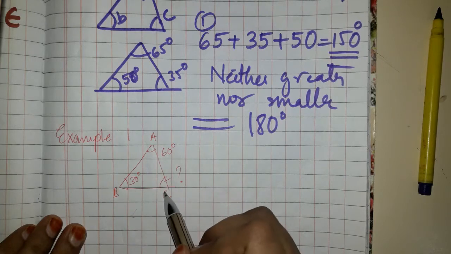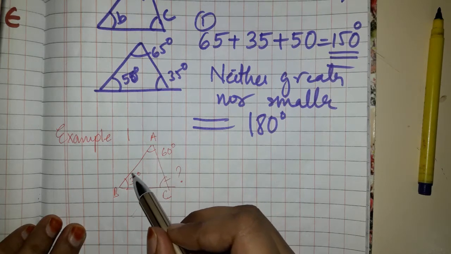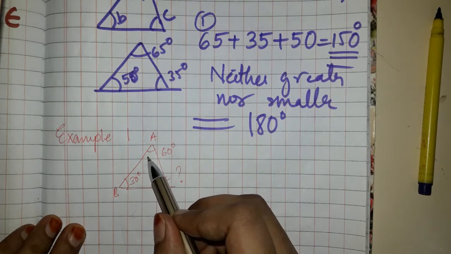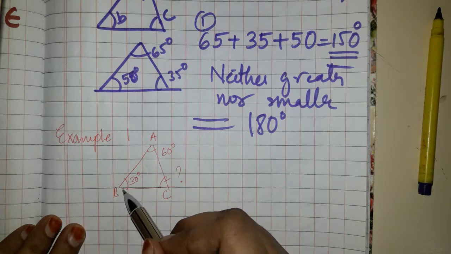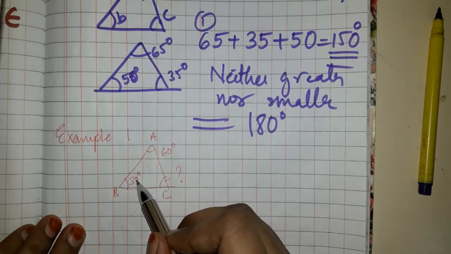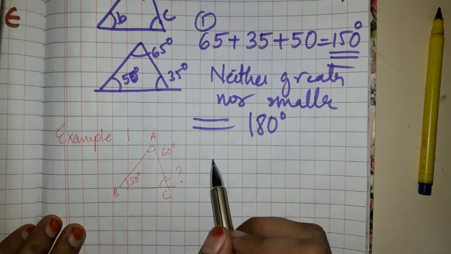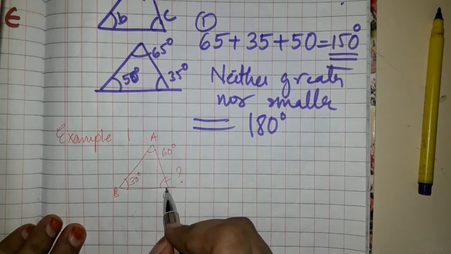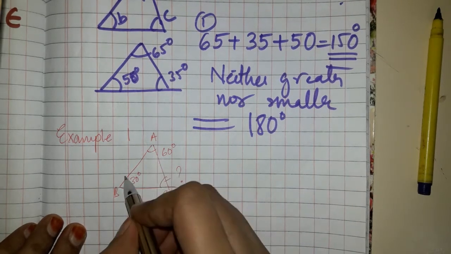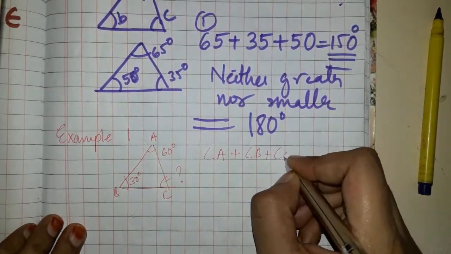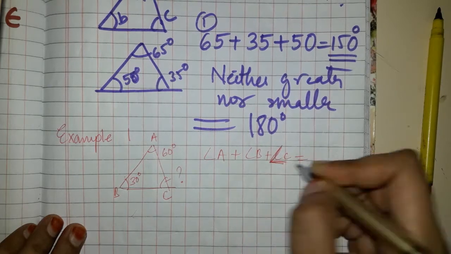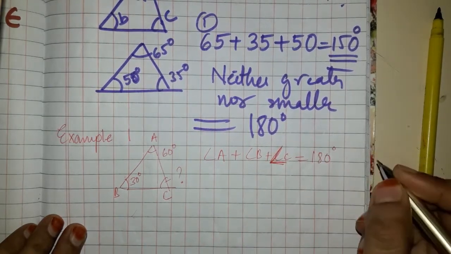We know all three angles will give us a sum of 180 degrees. Out of those three angles, we only know how many? Two angles. So what are we going to do? We are going to add the two and subtract it from the total, that is 180, to get the value of the third angle. Why? Because we know all three angles on addition will give a sum of 180.